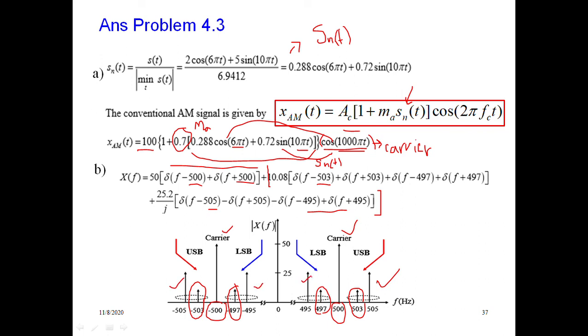So be careful with all the delta values and also the amplitude. This represents the frequency, and this one represents the amplitude, in absolute values.